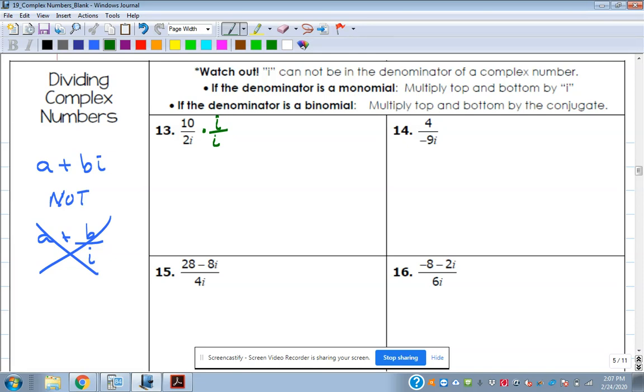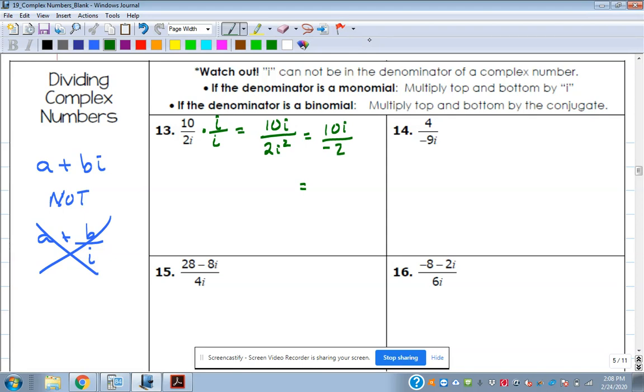Okay? So rules for multiplying fractions. Top times top, bottom times bottom, right? 10 times i would be 10i. What's 2i times i? 2i squared. What do we know i squared really is? -1. So that makes this 10i over -2. Yeah, it puts the i out of the denominator. It's now in the numerator. We moved it. We didn't change the value because we multiplied it by 1. i over i was 1.